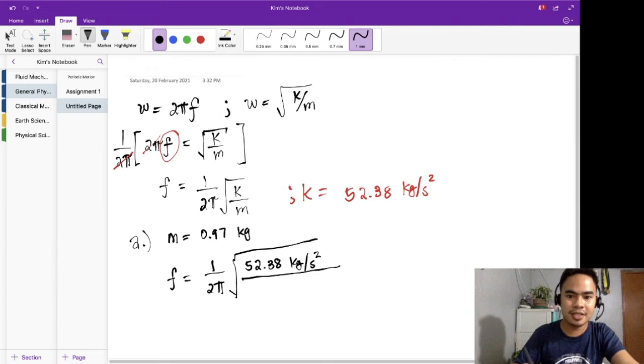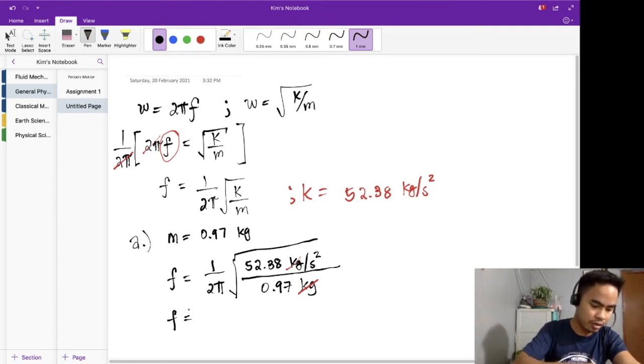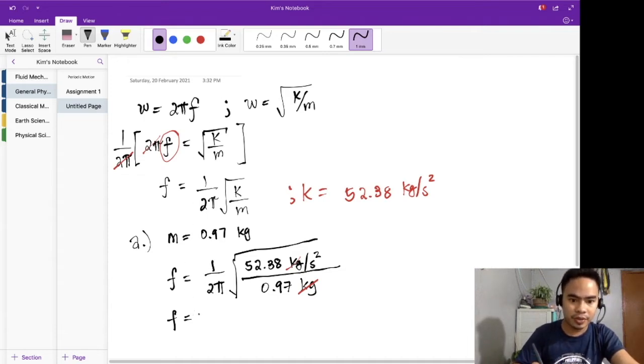So for the mass, this is now 0.97 kilograms since we already added the 0.220 kilograms. As you can see here, the kilogram units would cancel out. So you have the frequency. Let me work with my calculator. So 1 over 2 pi, and then the square root of 52.38 divided by 0.97.